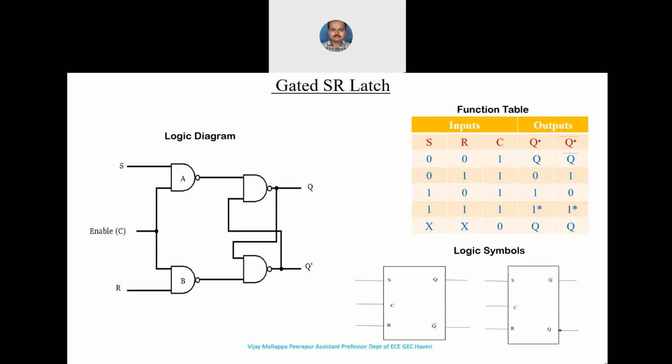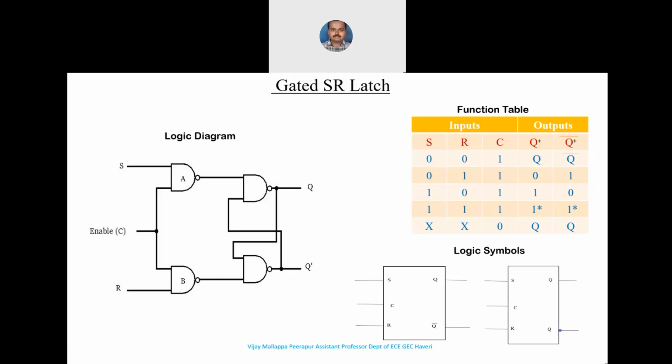But with the help of this gated SR latch, we can have a control signal, right? The control signal we have is enable. With the help of this enable signal, which is called an enable gate or clock input, we can make sure that the output state changes only at the desired time. Whatever input changes you have made, with the help of this enable, the outputs will be reflected, right? So that you have better control on the output states here.